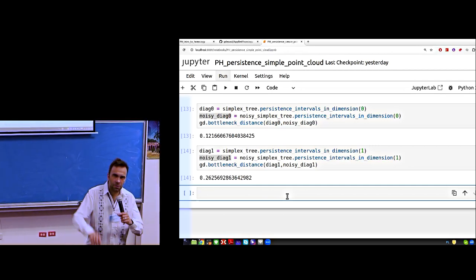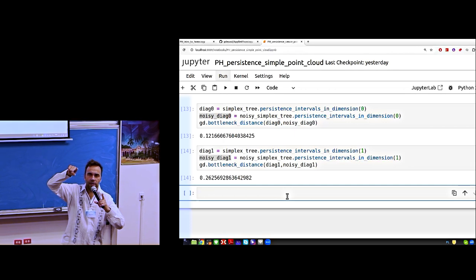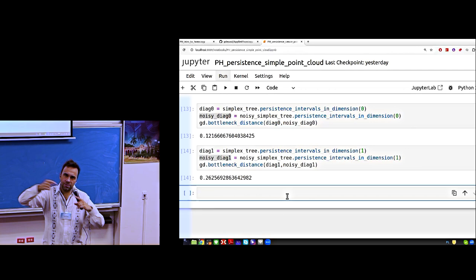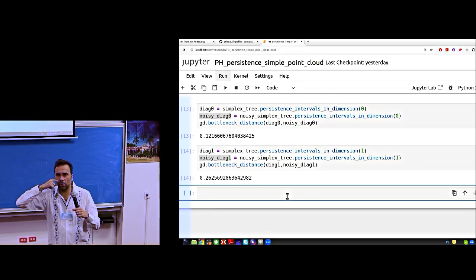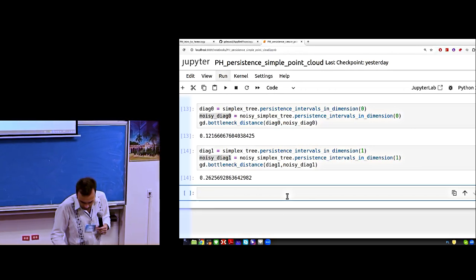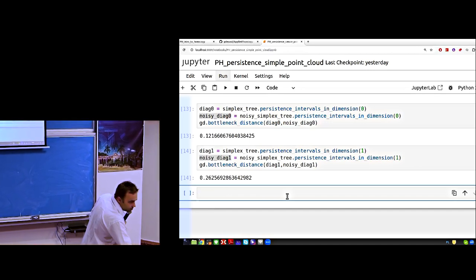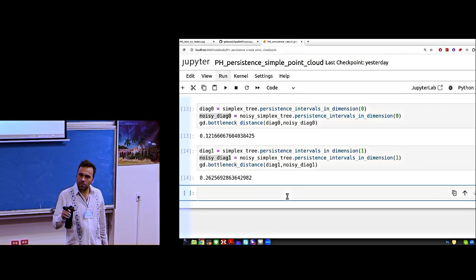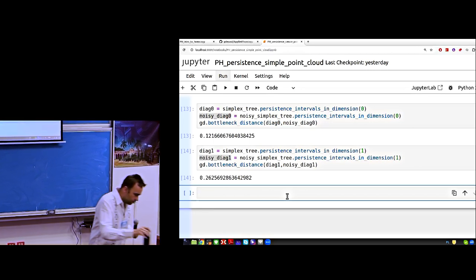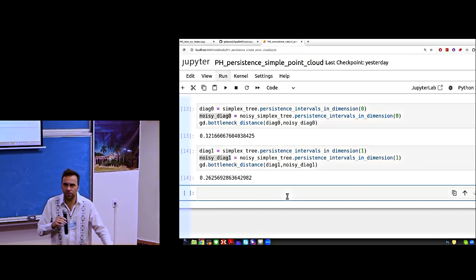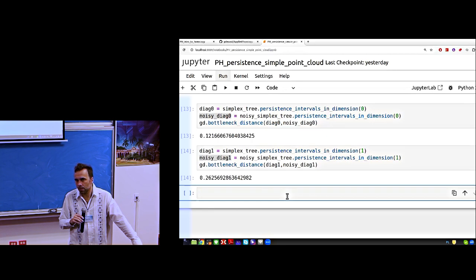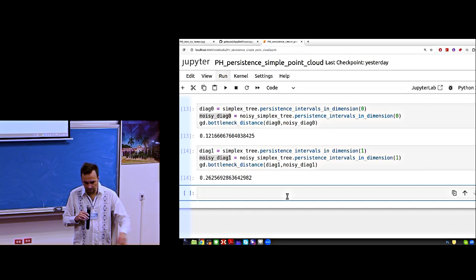Well, the bottleneck distance, you are matching points of two diagrams, and you are looking for the longest shift. You are looking at all the possible matchings, and you are looking for the one that minimizes the longest shift that you need to make. Yes, so you have a matching between points in the diagram.